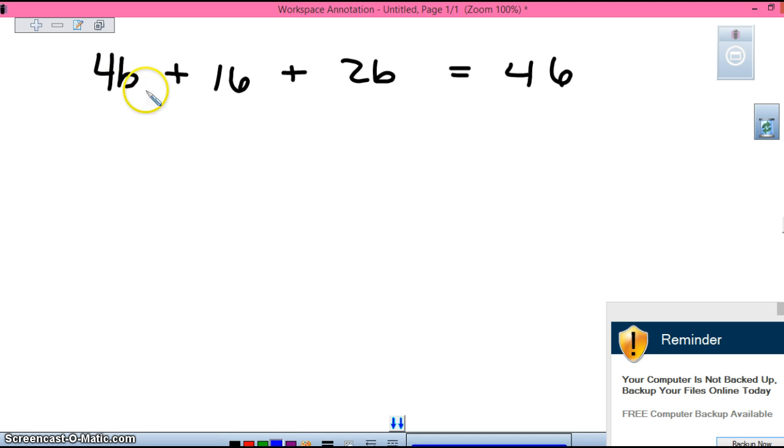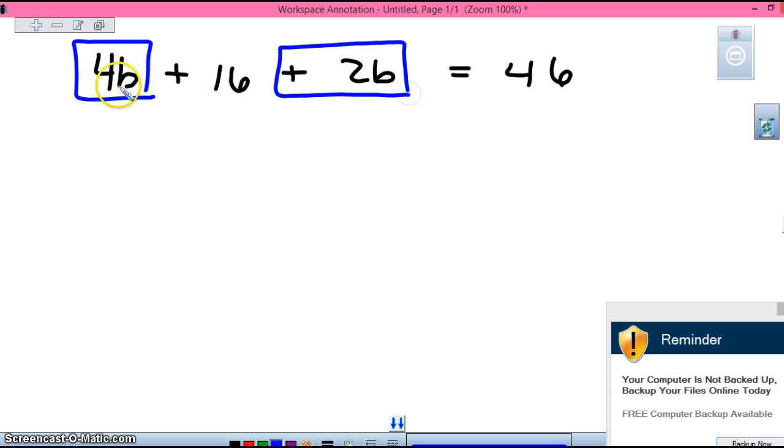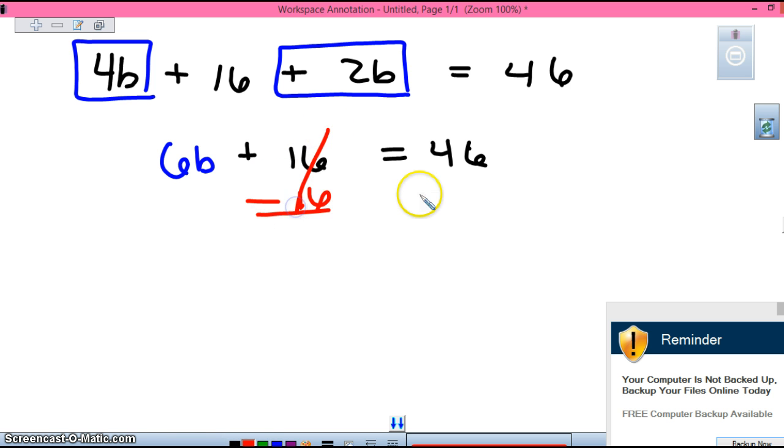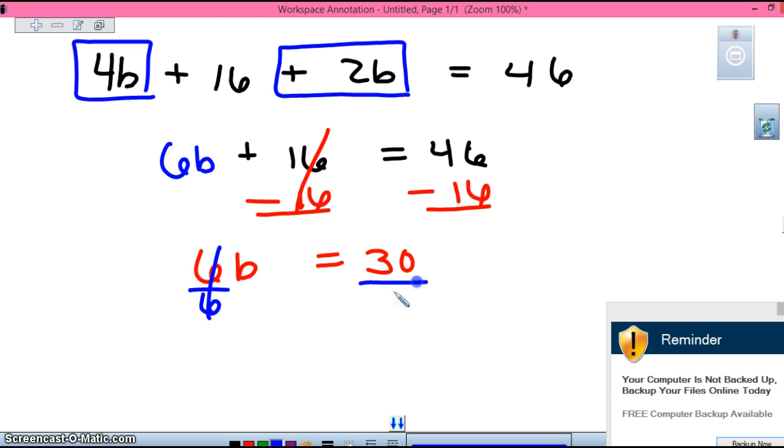So we have to solve 4b plus 16 plus 2b equals 46. We have to start by combining the like terms and then solving. 4b plus 2b is 6b plus 16 equals 46. We have to start by subtracting 16 to both sides. 6b equals 30. We will divide by 6 to both sides. b equals 5.